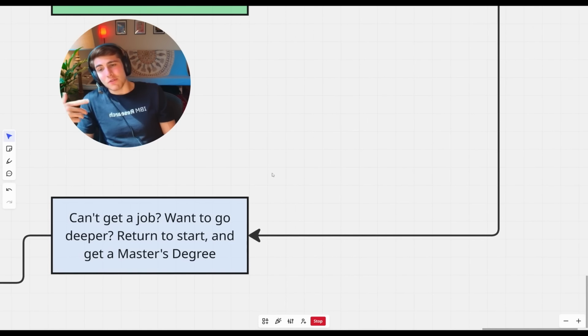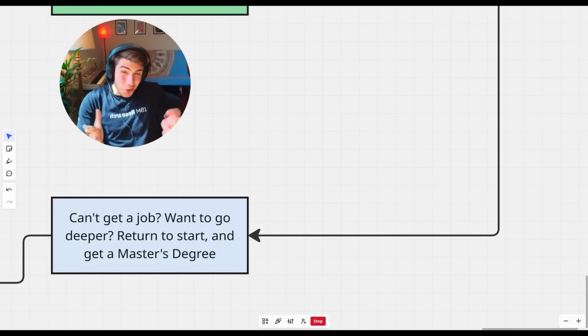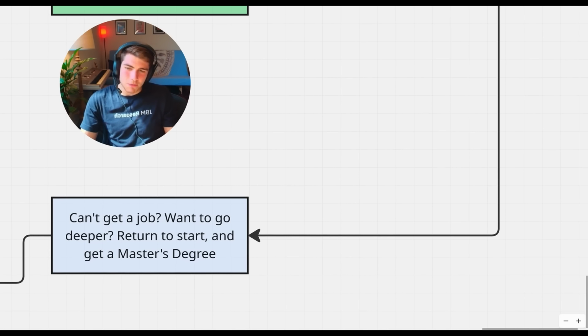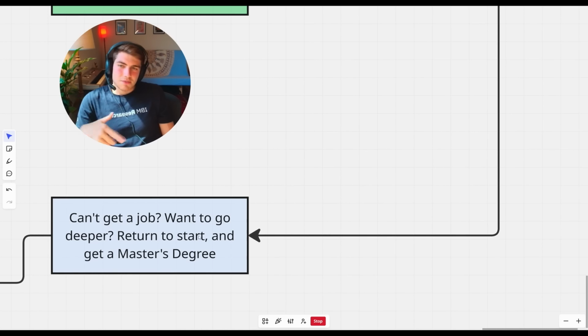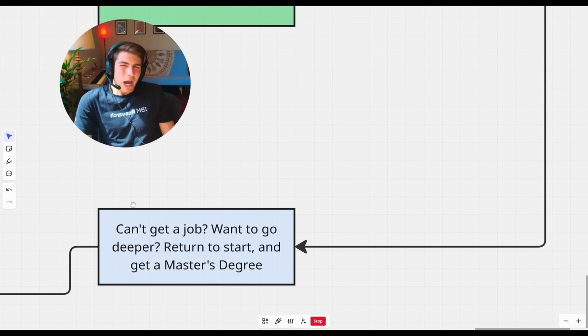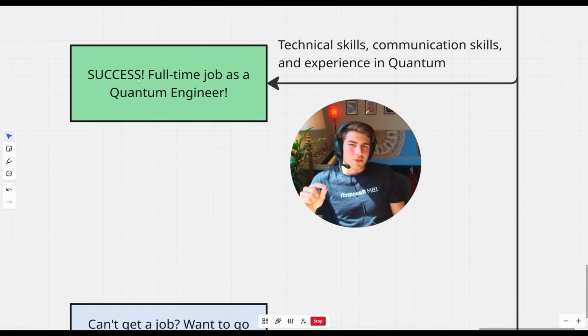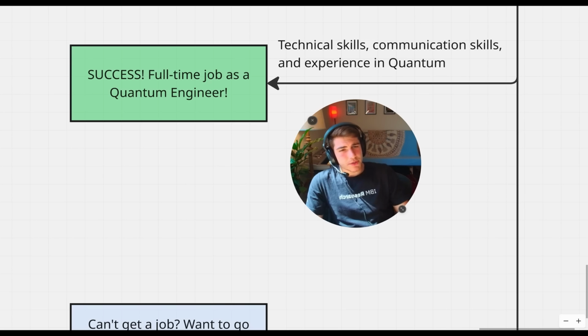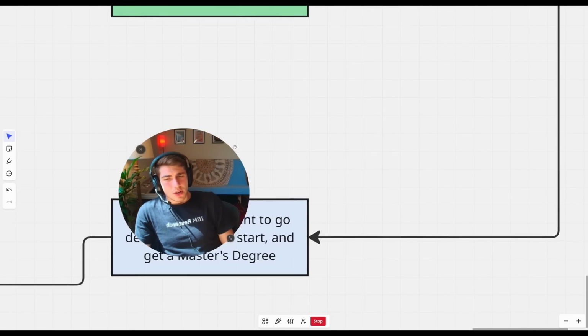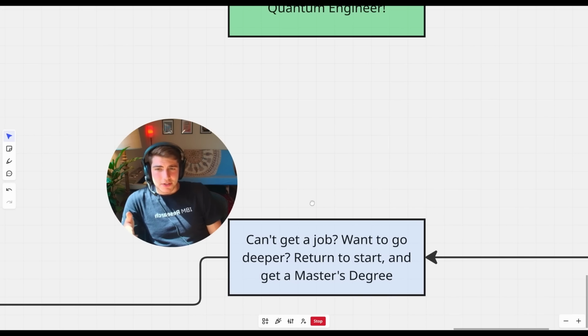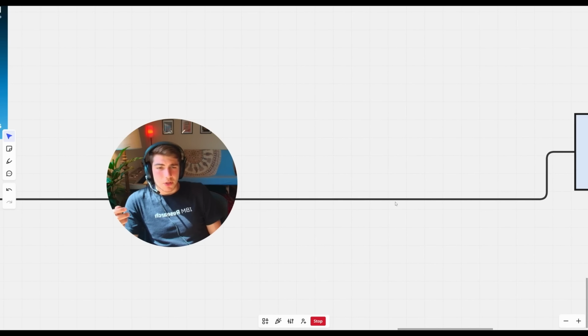But, okay, if you can't get a job, or maybe you want to go deeper, maybe you finish your bachelor's degree and you want to go deeper, we can return to the start and just get a master's degree. And that's actually what I would recommend. And that's exactly what I did. I actually had the opportunity to come back full time to IBM in the quantum control systems lab just finishing my bachelor's. But I wanted to go deeper, and I actually wanted to get a little closer to the real quantum computers. And so I decided to get a master's and go deeper.